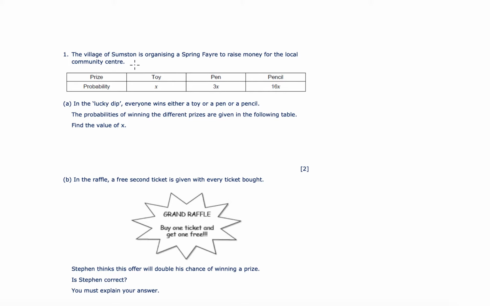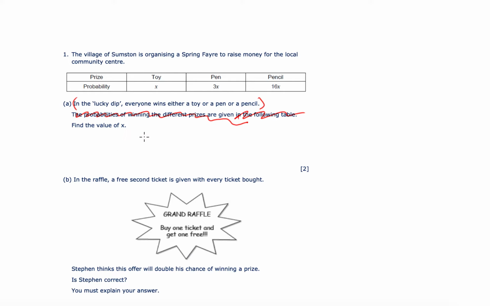The village of Sumston is organising a spring fair, I presume that means fair, to raise money for the local community centre. And they've given us the prizes and the probability of winning each prize. In the lucky dip, everybody wins either a toy or a pencil. This is going to come useful for later, but at the moment it's not that useful. The probabilities of winning the prizes are given in the following table. Find the value of x. Okay, so it always annoys me they mention stuff like this because we can see the table, so I don't know why they mention that. So to me, that's not really that useful.